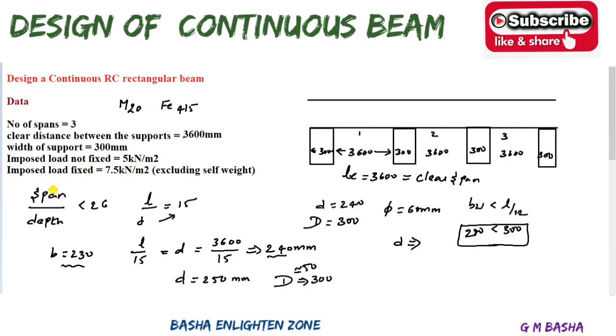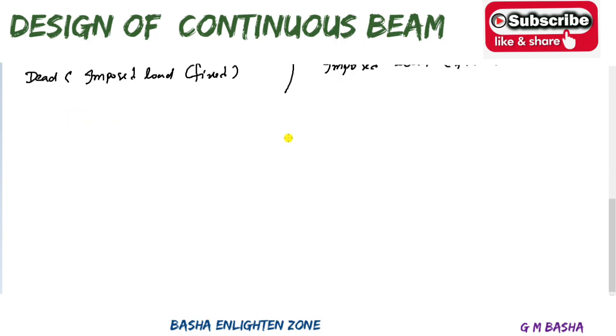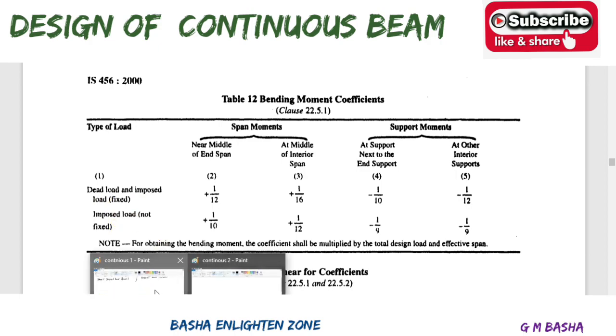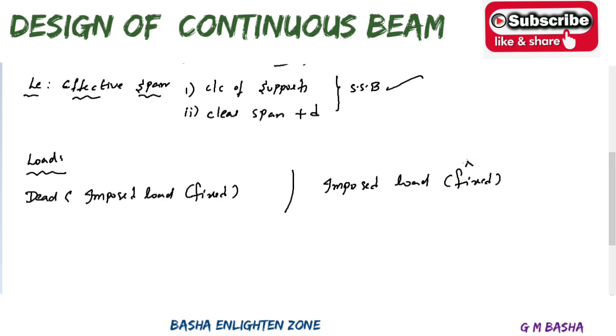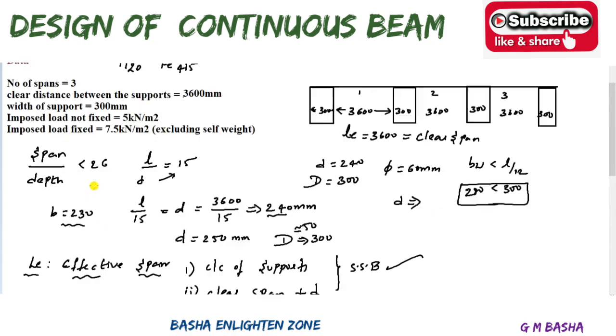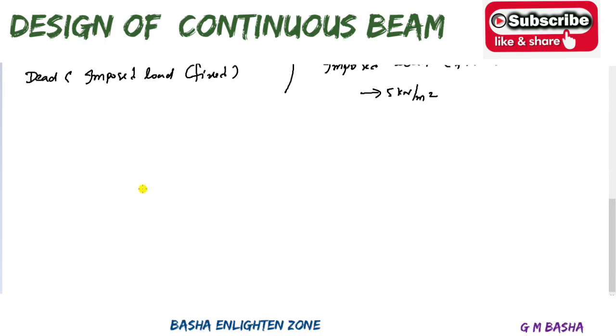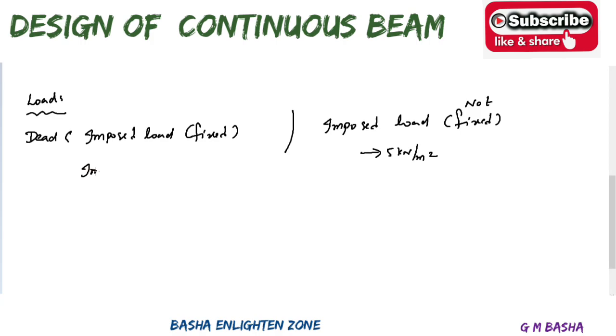And see the data in the question. Imposed load not fixed is 5 kilonewton per meter square. But in the question given, imposed load not fixed will be equal to 5 kilonewton per meter square. And another one will be imposed load fixed is 7.5 kilonewton per meter square. So take down this line like that only continuously.